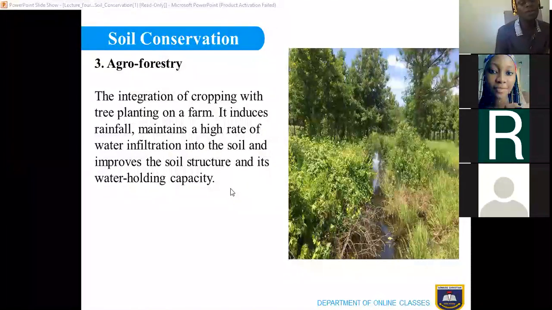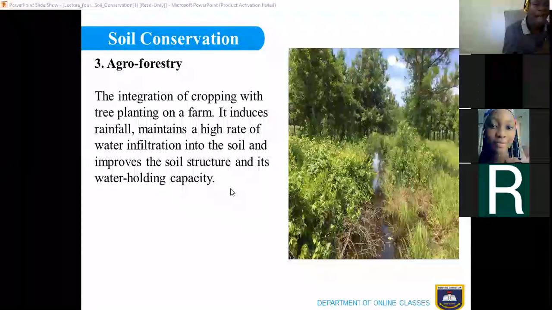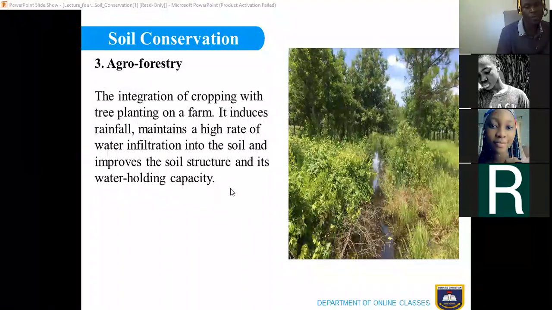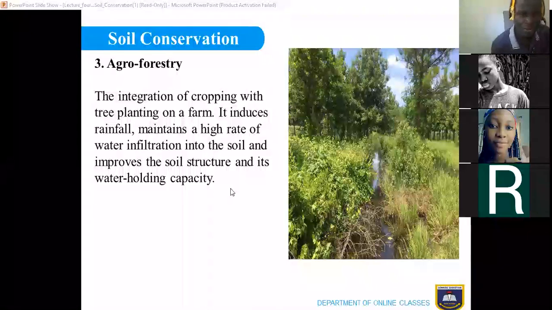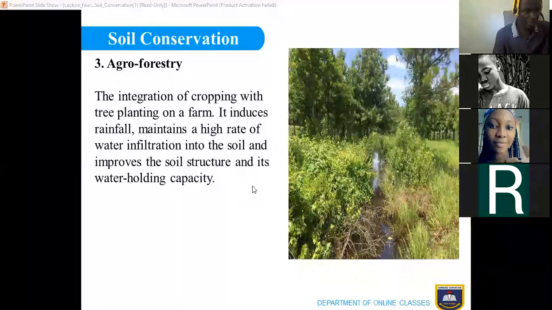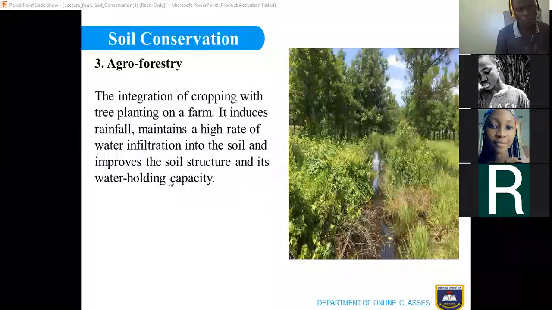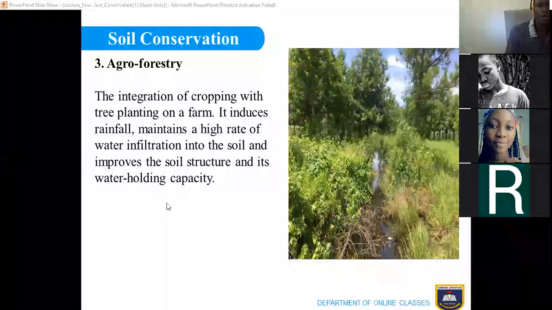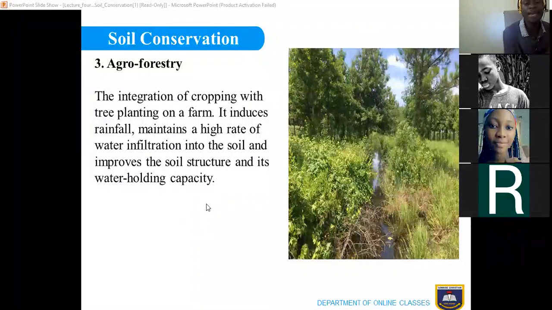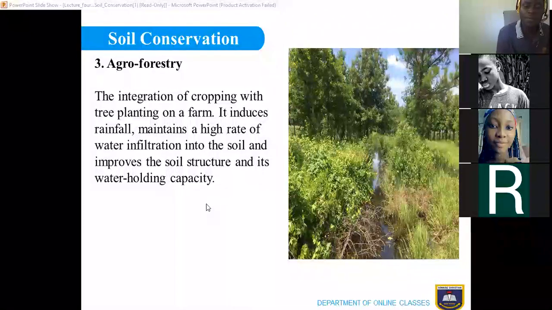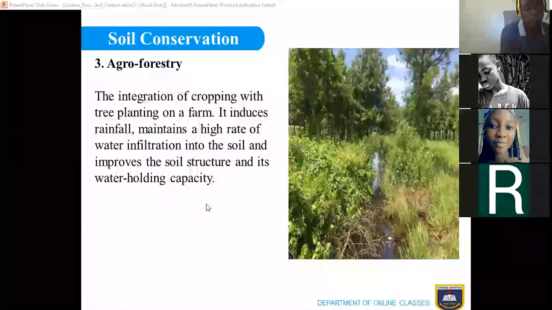Yes, sir. So if we are intentionally adding tree planting to our crop production, then what we are doing is agroforestry. We don't just plant them, but we take care of them until they are mature, so that we will reap all these benefits: the benefits of rainfall, the maintenance of high rates of infiltration of water, the improvement of the soil structure, and the enhancement of the soil's ability to hold water. All these are importance of giant trees on our farms. And if you are planting trees, then you are doing soil conservation.